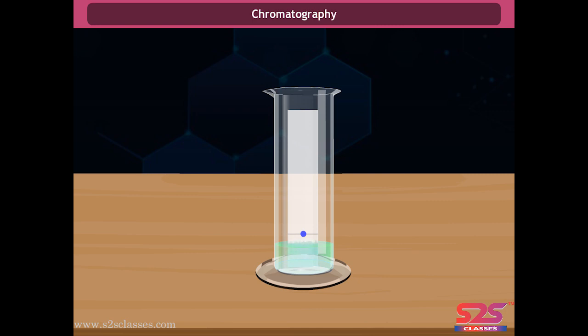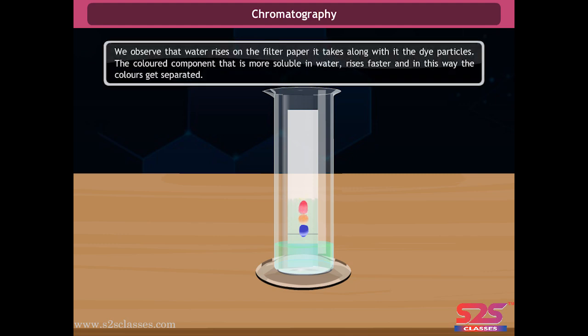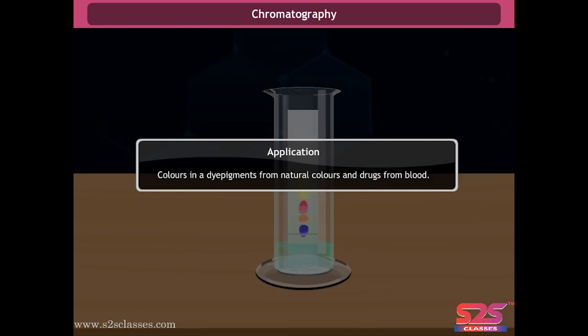Watch carefully as the water rises up on the filter paper. Record your observations. We observe that the water rises on the filter paper. It takes along with it the dye particles. The colored component that is more soluble in water rises faster, and in this way the colors get separated. This method is used to separate colors in dyes and pigments from natural colors, and drugs from blood.